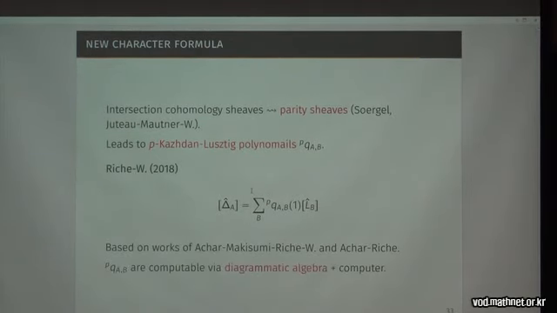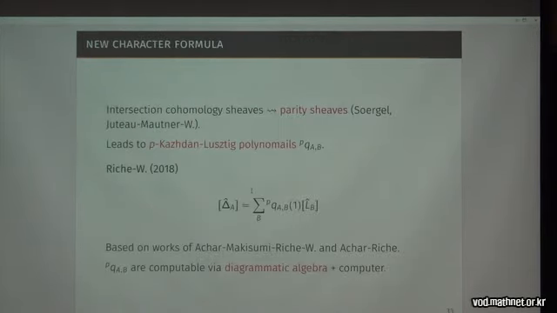And these are computable via diagrammatic algebra and computer. So this formula takes us from kind of complete knowledge for something like SL2, SL3 and SL4, and now we could probably get up to something like SL8 or something. So there are still many mysteries, but we are making progress.